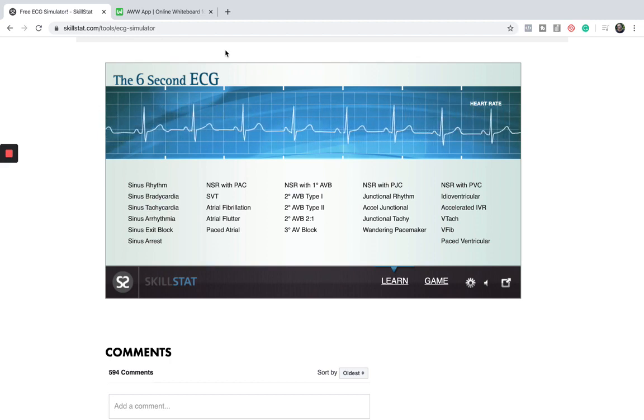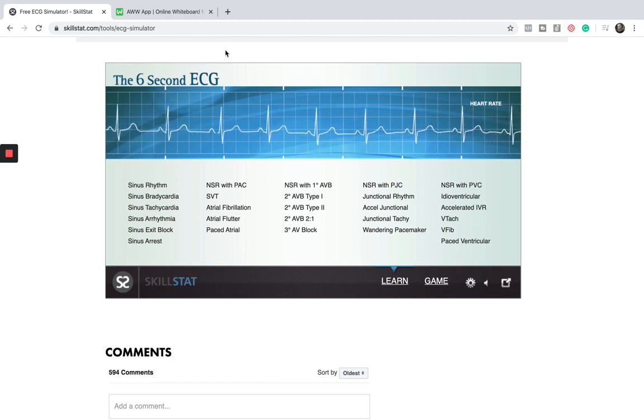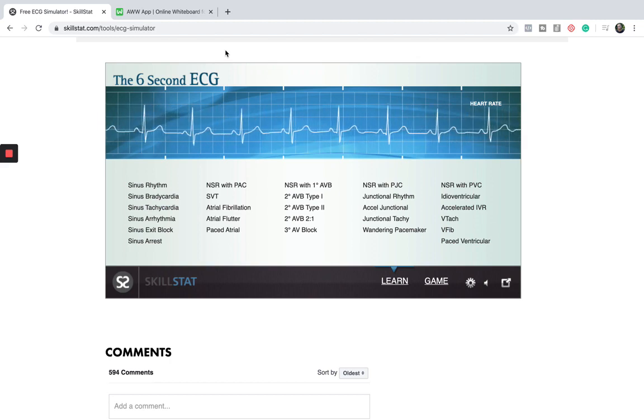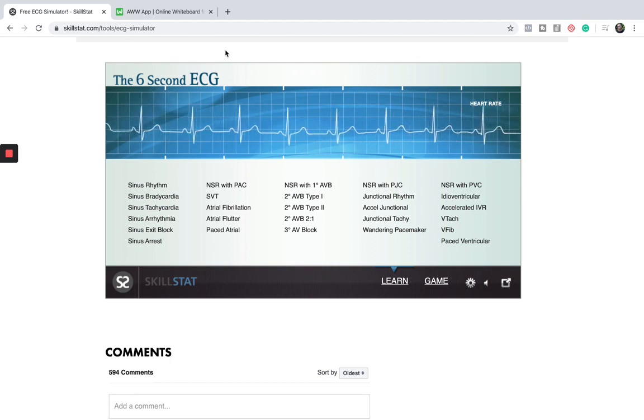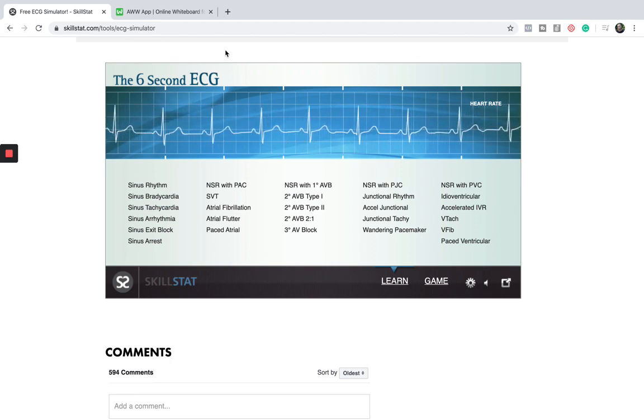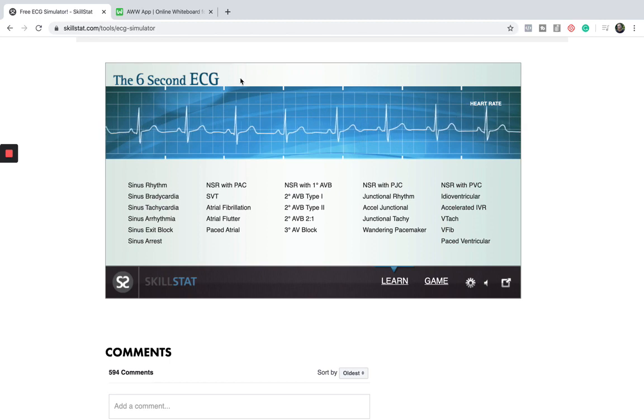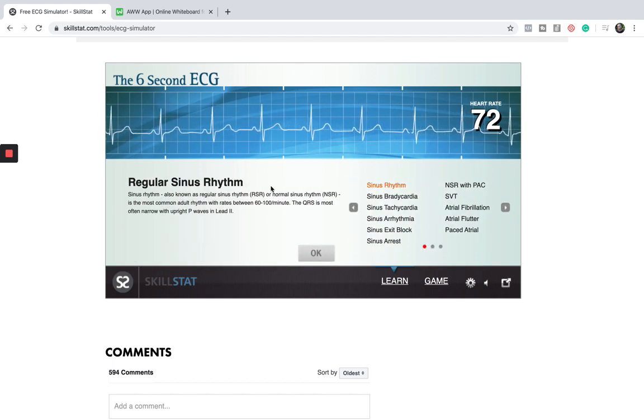Now what I wanna do is I wanna go over exactly why the rhythms are what they are and what the waves are and what they look like, and go through how you can start to understand this new language of EKGs, okay? So we're gonna start from the start here. I'm gonna pull up my whiteboard, okay? So we can see here on the screen, it's my mouse. This is actually a normal sinus rhythm right here, okay?